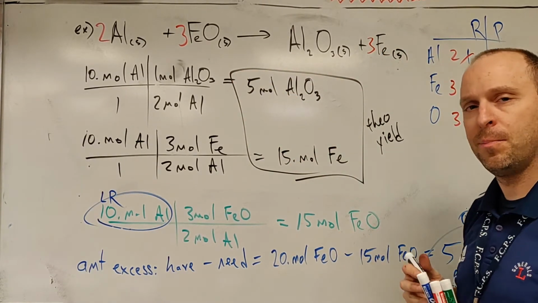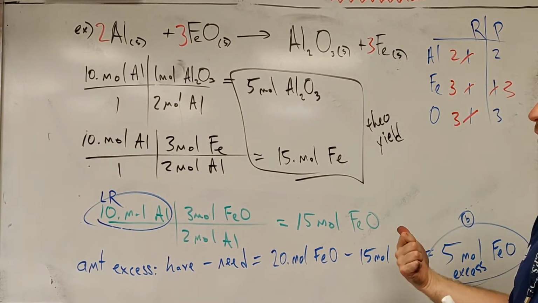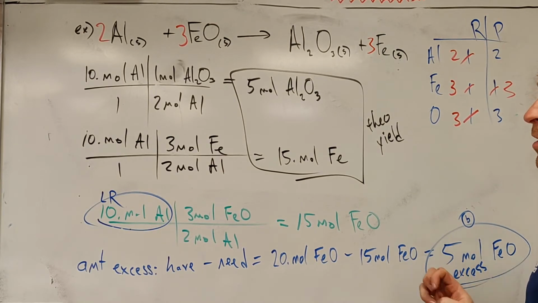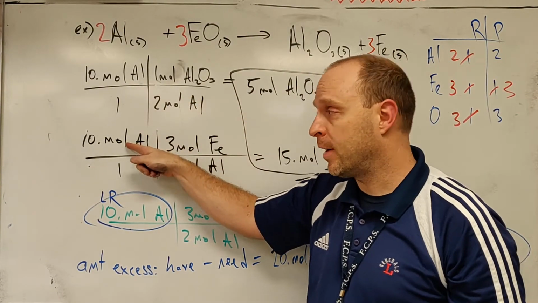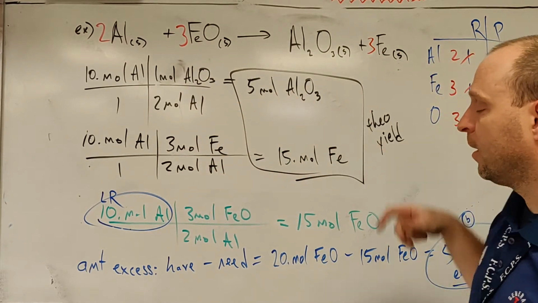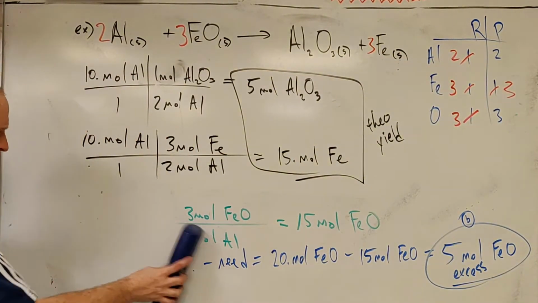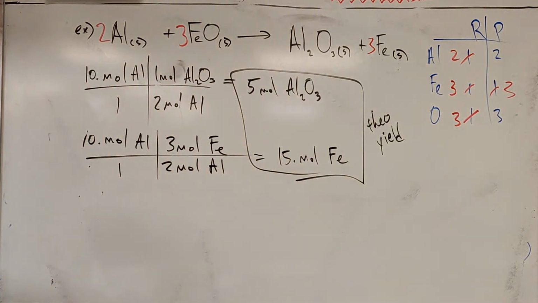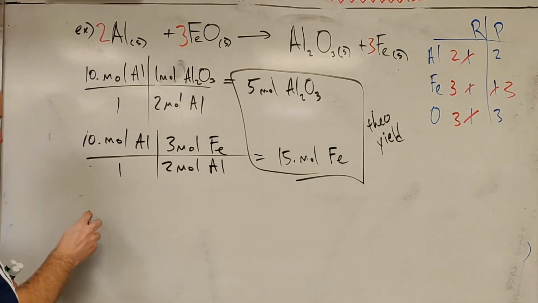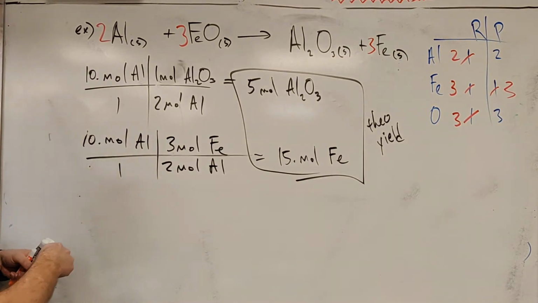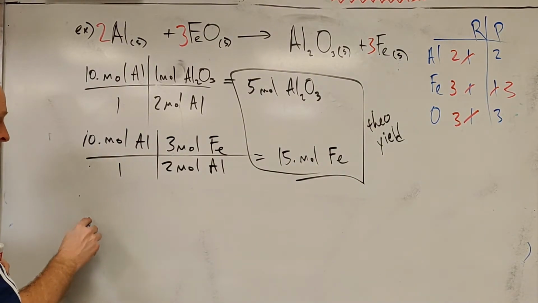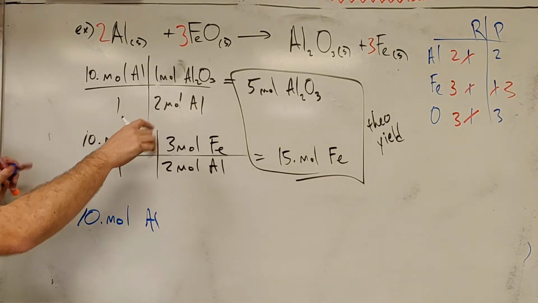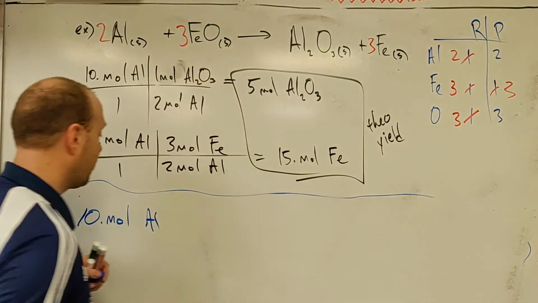Our first step was to compare the reactants to each other to identify the limiting and excess. We had a little secondary step there, finding our amount excess. And then we compared just the limiting reactant to our product to get a theoretical yield. I do want to sneak in here how I'm going to set up problems in the future, not just because I'm lazy. Start with what's given, and I'll try and color code this in a logical way. We had 10 moles of aluminum. So this problem's done, but let's look at how I could have saved some writing.